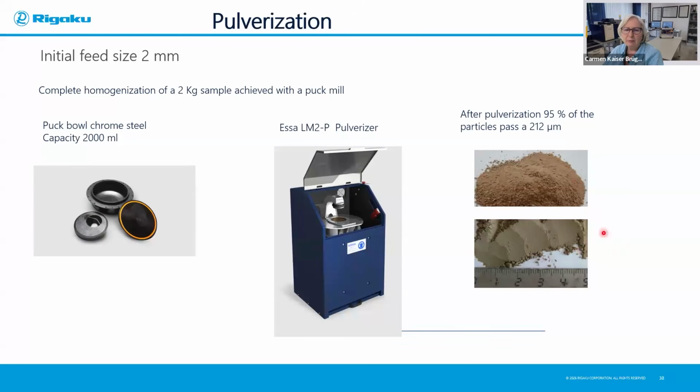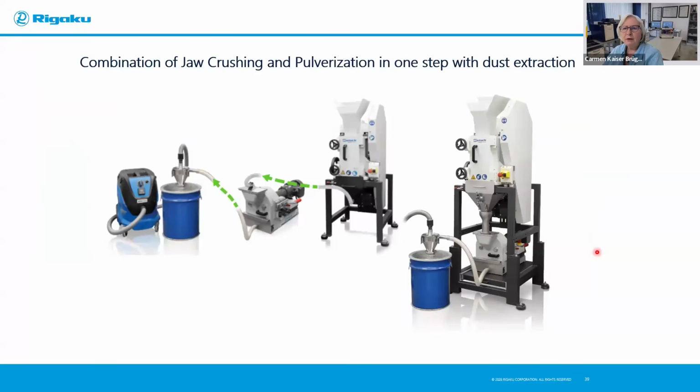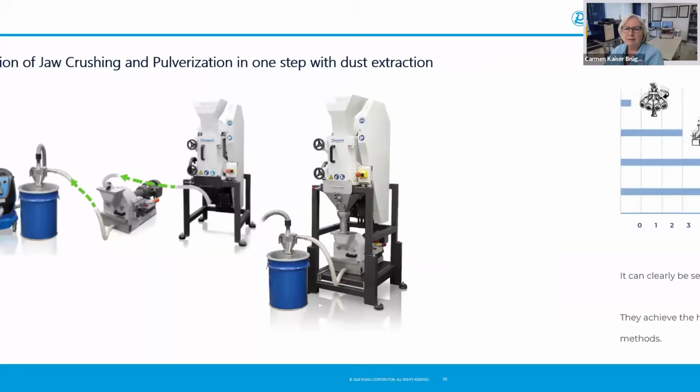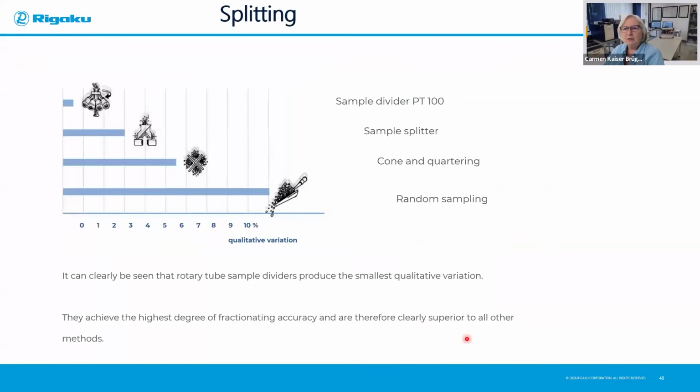And then we end up with a good sample here. So very often in the modern laboratory, we have combinations of jaw crushing and pulverization. This is an example of that, with dust extraction now connected to a vacuum, quite useful for eliminating the dust. So after the sample has been jaw crushed and pulverized, it should, of course, undergo the splitting.